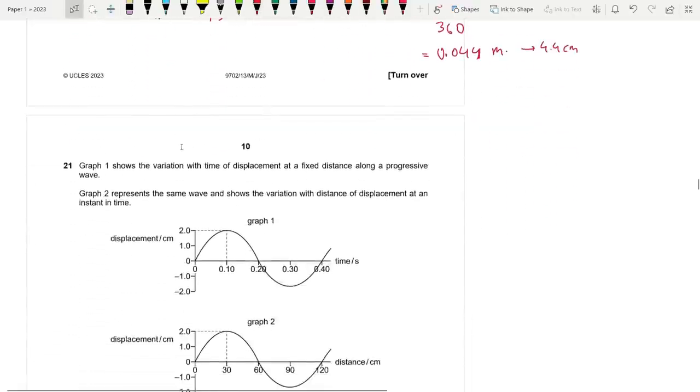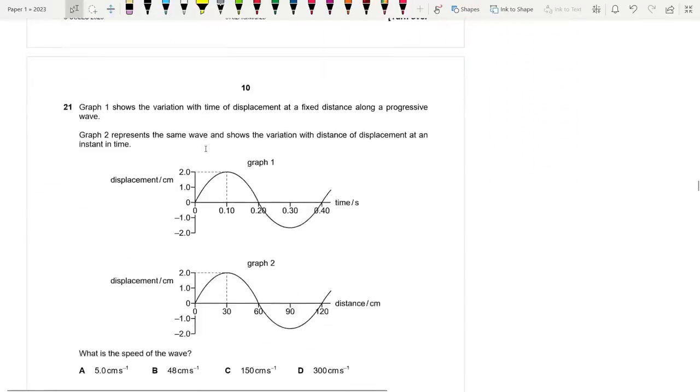Okay, we are done with half the paper. Moving on to the second half. Graph 1 shows the variation with time of displacement at a fixed distance along a progressive wave. Graph 2 represents the same wave and shows the variation with distance of displacement at an instant in time. What is the speed of the wave?